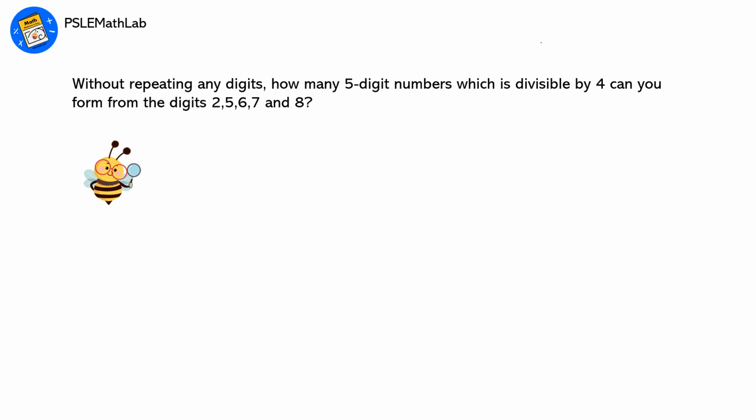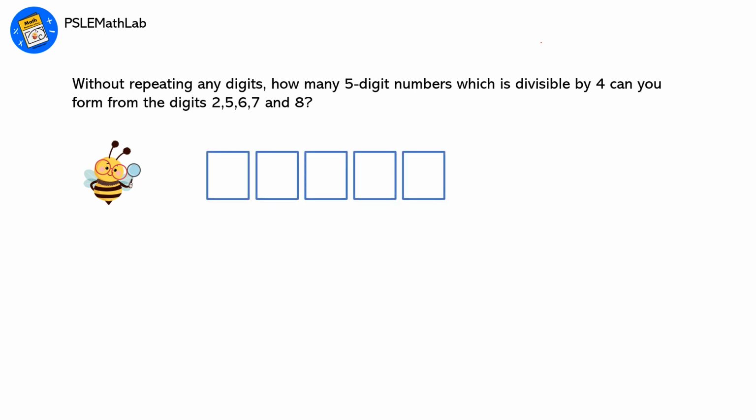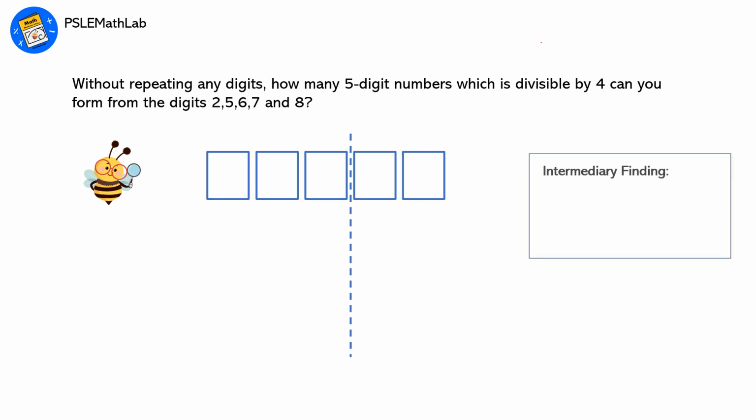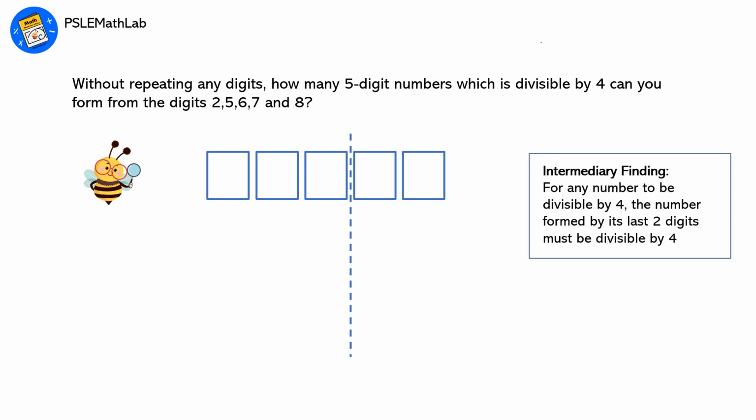So let's draw 5 boxes representing the 5 digits we need to fill up to form the 5-digit number. And let's start by filling the boxes from right to left. We only need to focus on the last 2 boxes on the right, as the last 2 digits determine the number's divisibility by 4, as we learned from the intermediary findings. So why don't we start with fixing the last digit to 2.